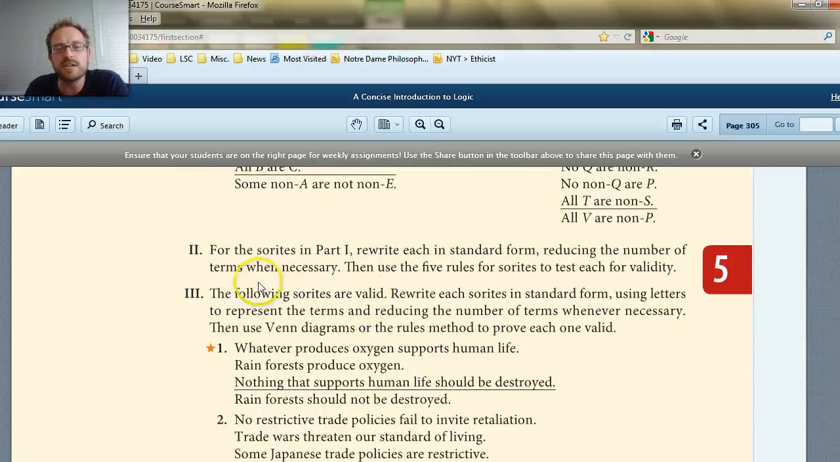And then you can see here, they're going to give you Sorites that are in ordinary language. What you need to do with these is put them into the formal symbols, like we did before, where whatever produces oxygen supports human life. That's going to be all things that produce oxygen support human life. So something like all A are S, things that support life or something. You're going to put it into the formal argument, and then you're going to supply the missing premises, and then test for validity, just like we did before.